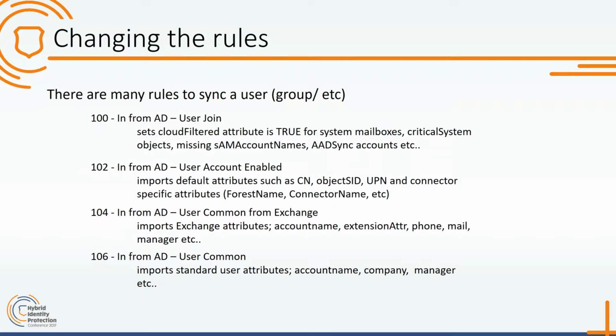And that's where the order of the rules becomes really important. The lowest number gets executed first, the highest number gets executed last. So if the first rule says the display name equals display name, and the last rule says the display name equals last name, comma, first name, the display name in Office 365 is going to be last name, comma, first name. Right?